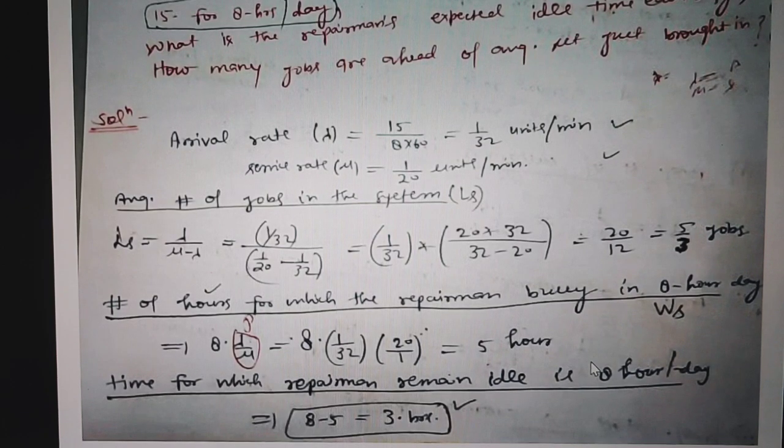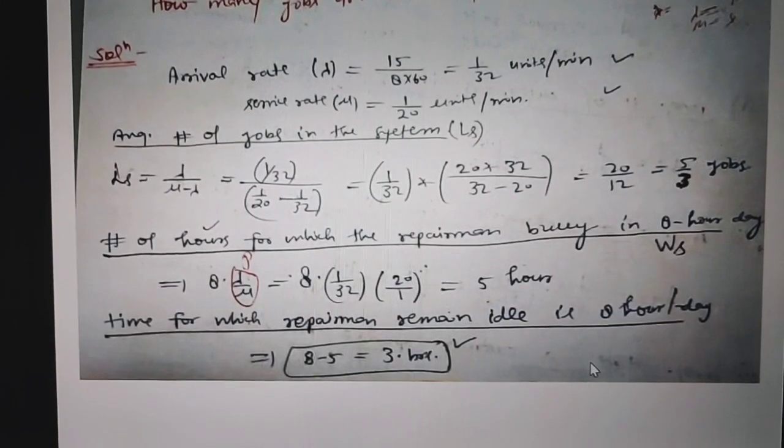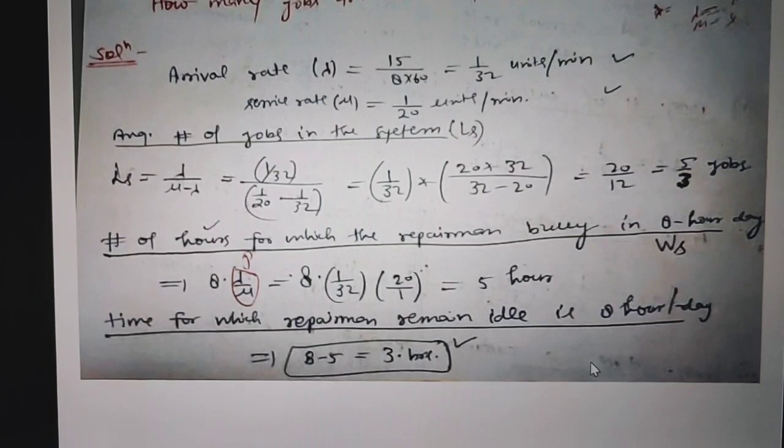Okay, the time for which the repairman remains idle in 8 hours per day, we also have to find out. As the number of hours for which the repairman is busy is 5 only, it means that in 8 hours he is working only 5 hours, so the remaining idle time will be 8 minus 5, so simply it will be 3 hours only.